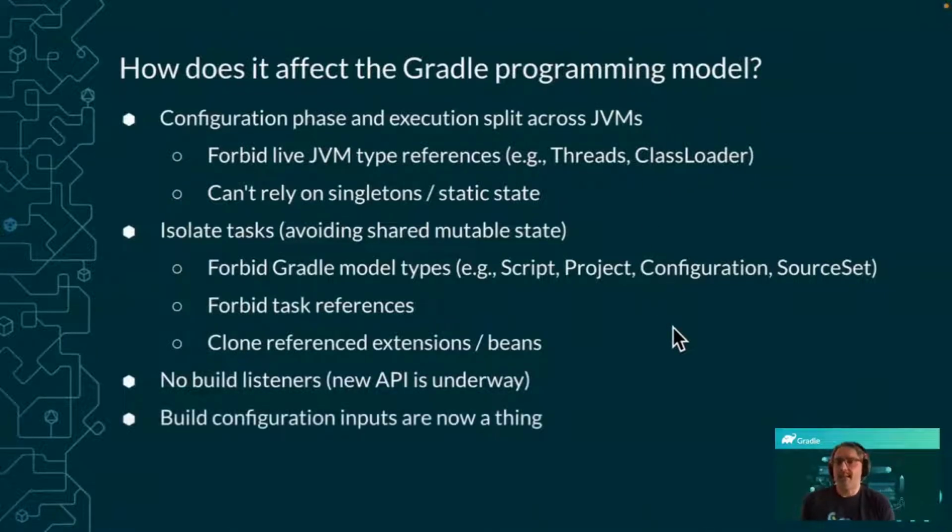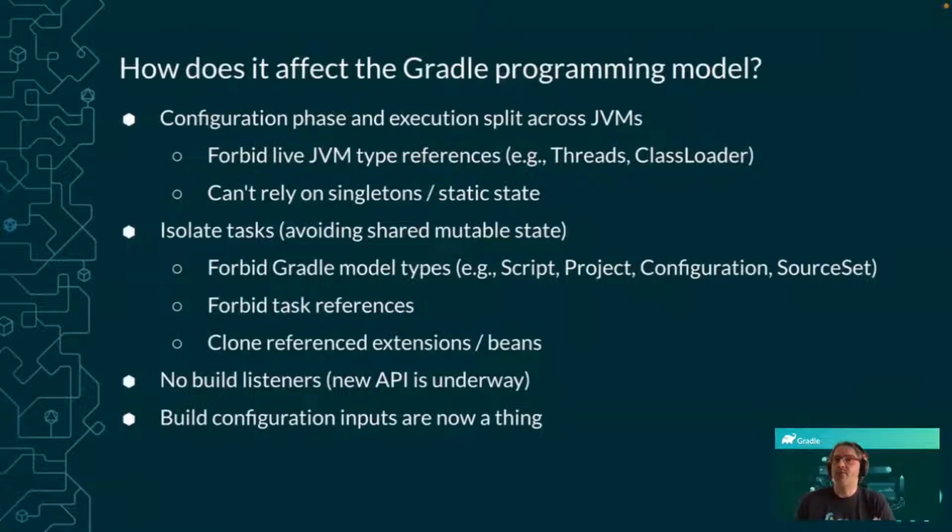The next thing is we don't allow build listeners anymore, mainly because the callback-based nature of those APIs doesn't play well with the new serialization model that we have. We are working on new APIs to replace these capabilities, and it is part of the stable configuration cache plan to have those replacements ready before we can declare the configuration cache stable.